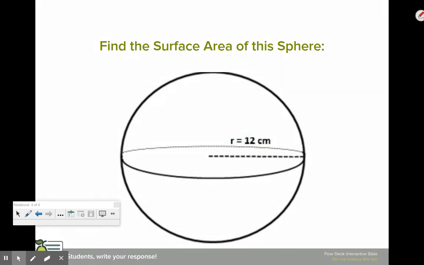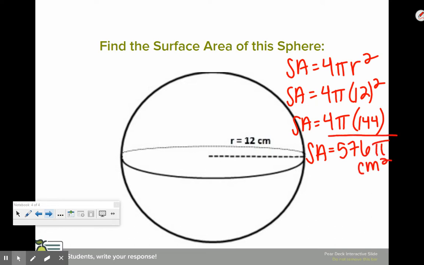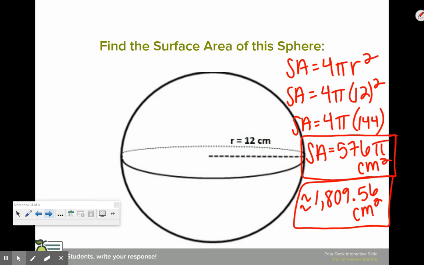Next, same idea. Always write down the formula that you're working with first: 4 pi r squared. I know my radius is 12 in this case. So I take 12 squared, which is 144, and then I multiply 144 times 4. I get 576 pi centimeters squared. And if they're asking for it rounded, 1,809.56 centimeters squared. So double check in your calculator that you're able to get both answers so that you know how to do both.